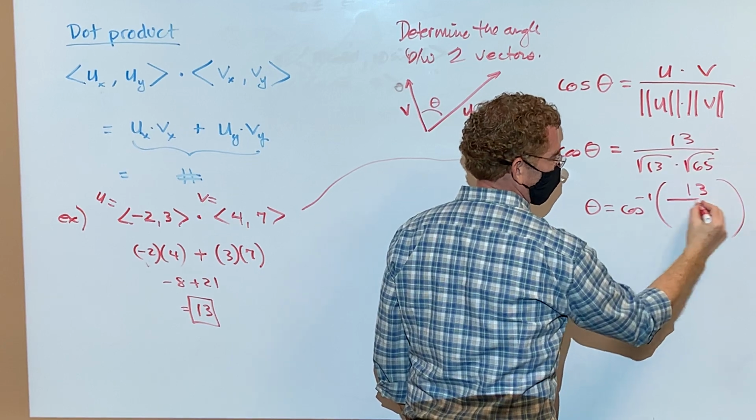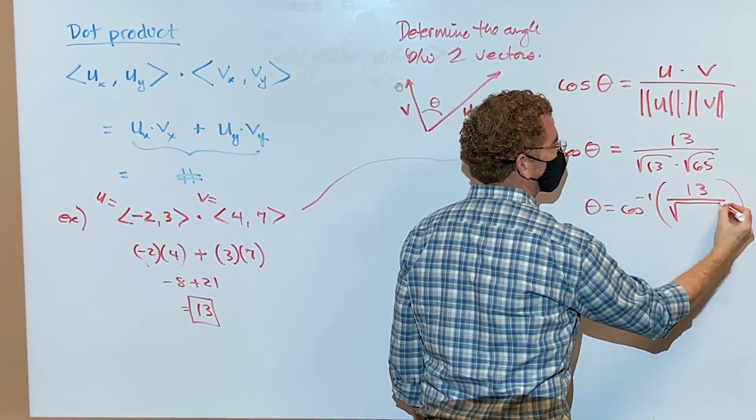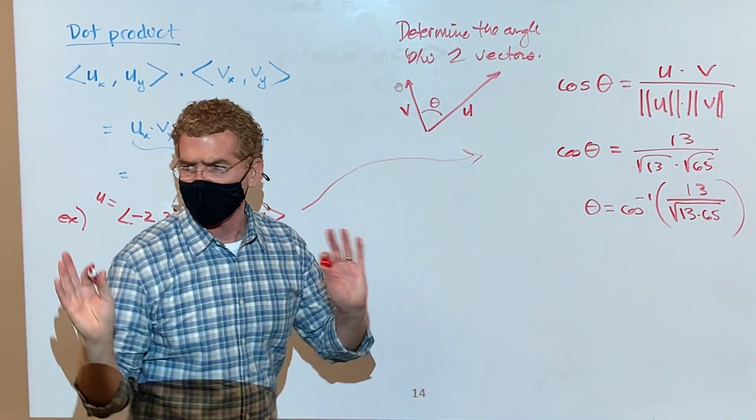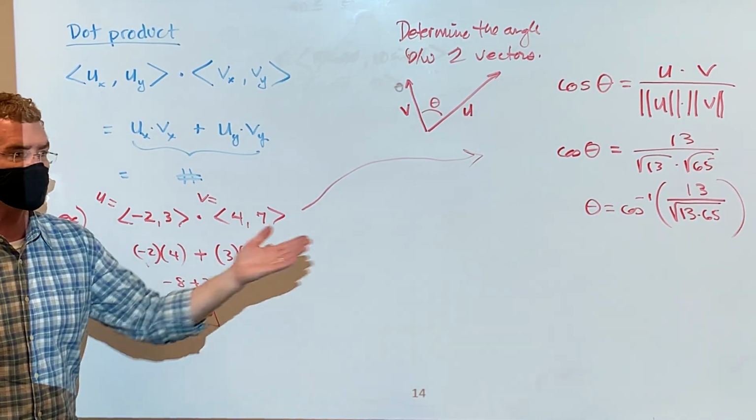I usually type that in my calculator because I know that two roots multiplied together is just one big root. I would just put it all in one big radical. I'm not going to simplify, I'm not going to rationalize, I'm not going to do anything. I'm going to let my calculator do the work. And here's the beauty of this.